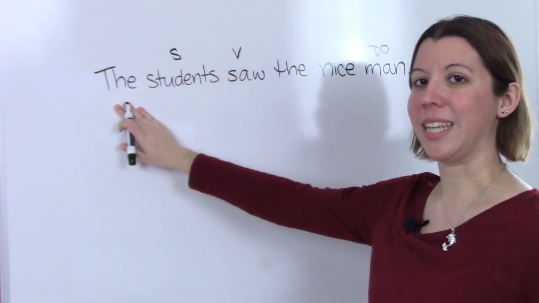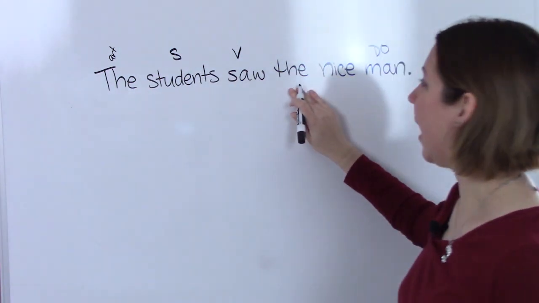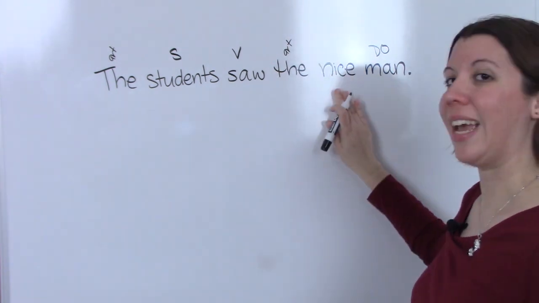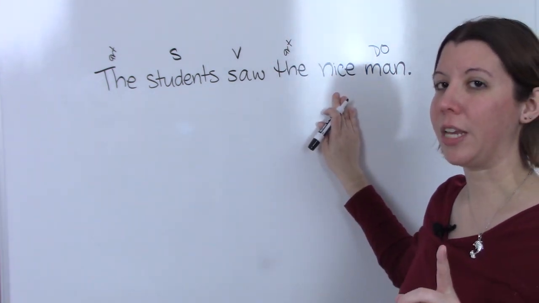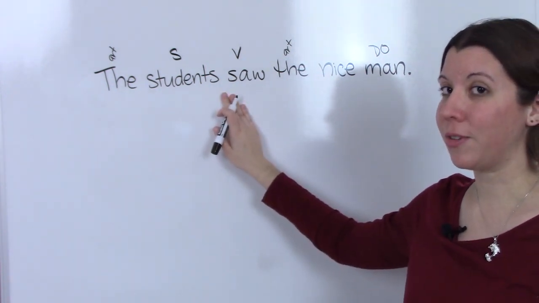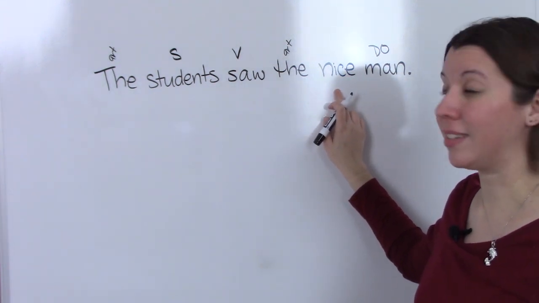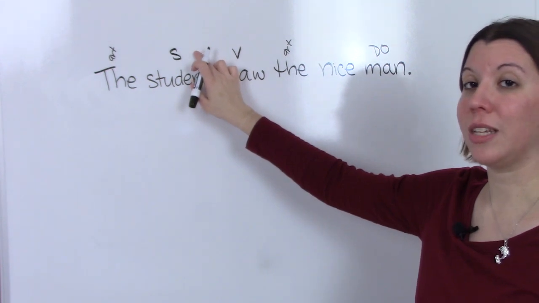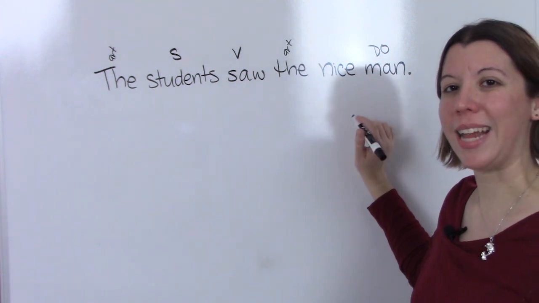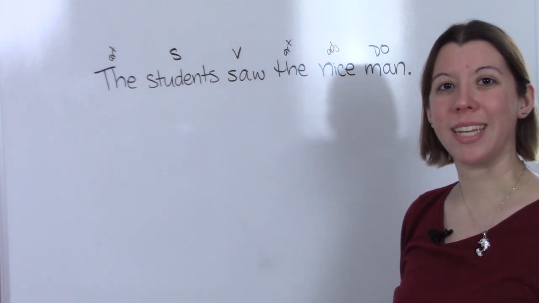I go back to the start of my sentence. The is an article. I have another the. It's still an article. And nice is an adjective. Now be careful here. Nice comes after the verb, but is it a predicate adjective? It's not, because I'm not talking about the students who are nice. Nice does not connect to the students at all. Nice describes the man. It's an attributive adjective, so we label it ADJ. Now I'll diagram the sentence.